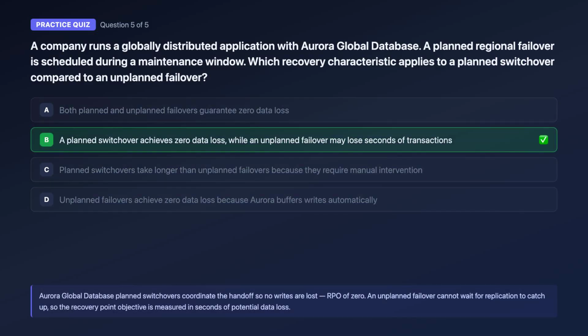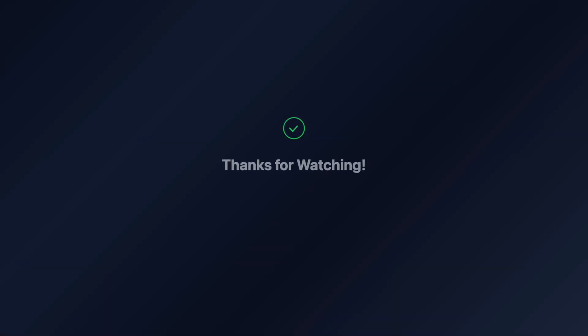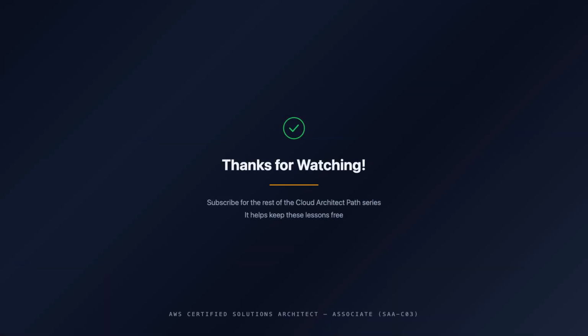This one is B. A planned switchover lets Aurora coordinate the handoff cleanly. Nothing is lost, so the recovery point objective is 0. An unplanned failover has to act immediately without waiting for replication to finish, which is why the recovery point objective is measured in seconds, not 0. And relational resilience, RDS Multi-AZ, read replicas, and Aurora is sorted.